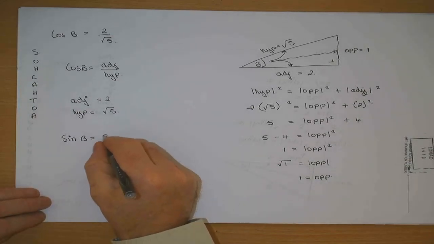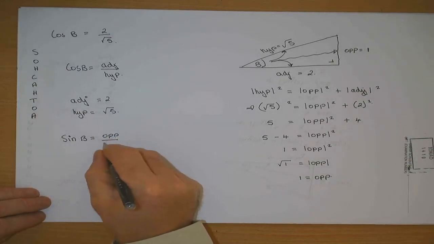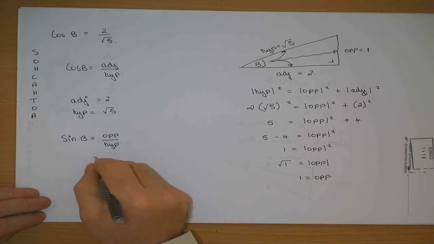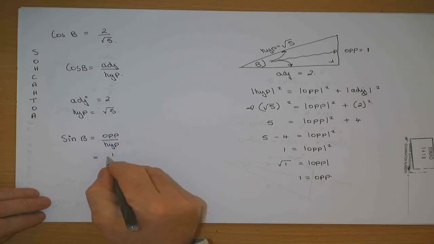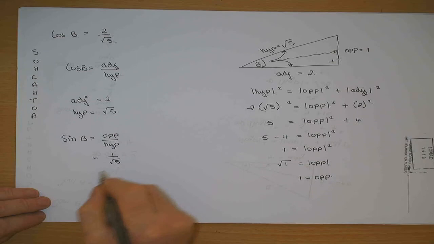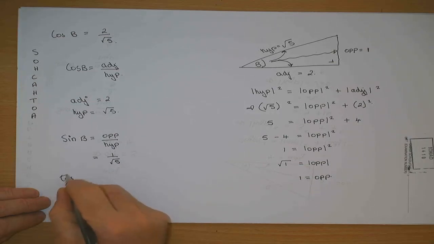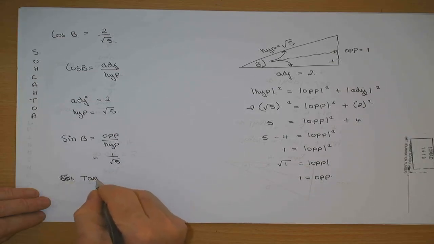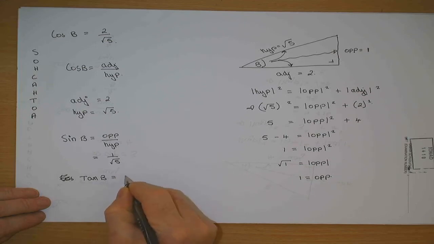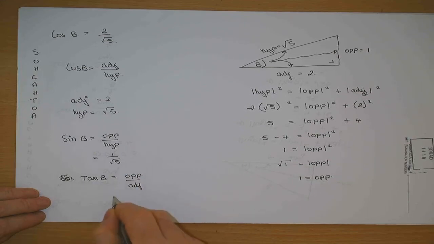Sine is equal to the opposite over the hypotenuse. Opposite, 1 over root 5. And the cosine, we know that the tan of the angle B would be what? Opposite over the adjacent. And in this case it's what?